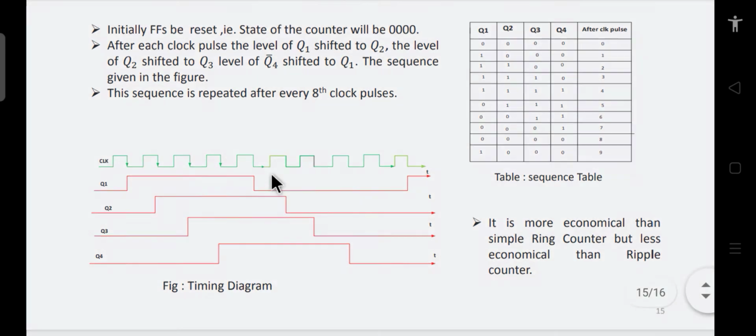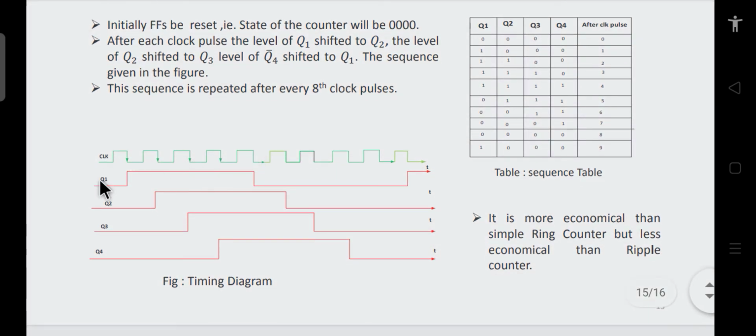Okay, so you see what is happening. If this is our clock pulse, Q1 is becoming 1 on the appearance of this flip-flop. So you can verify the operation of the circuit with the help of this timing diagram. If you find any problem, you can ask me, and we can solve this ring counter.